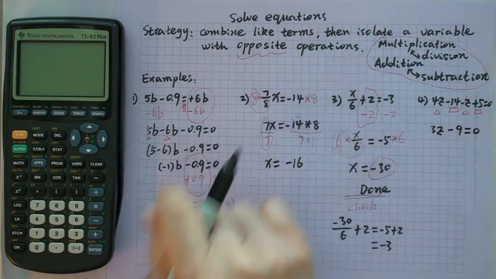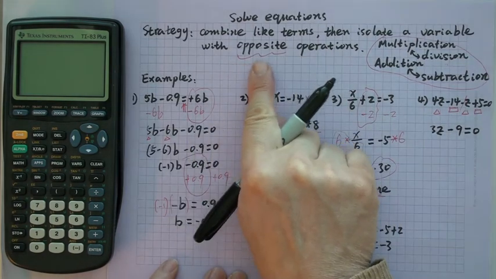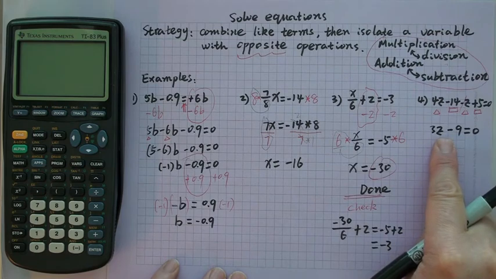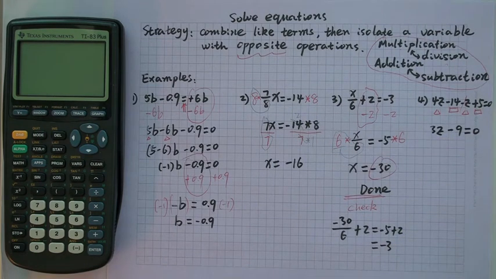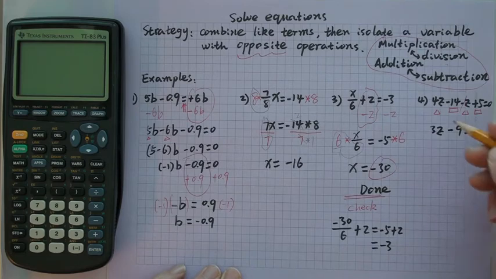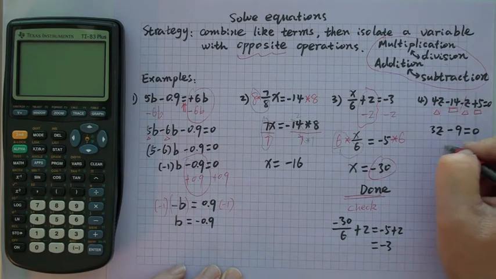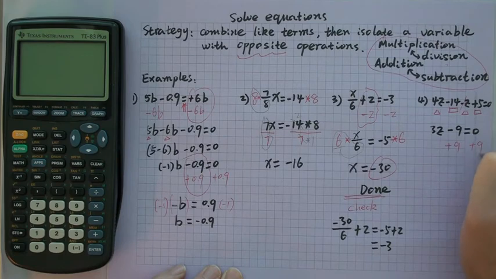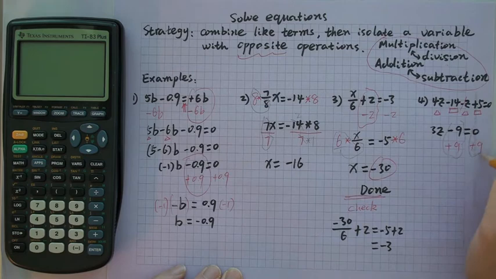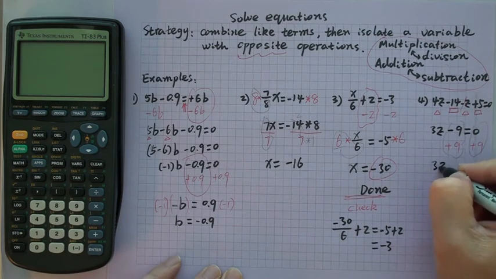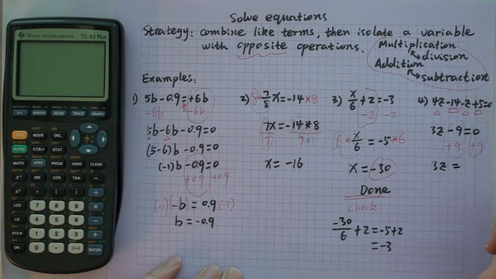So combine like terms. Then you isolate the variable z with the opposite operation. Remember, the constants and a term with the variable should always be on different sides. So you want to add 9 on both sides. Positive 9 and negative 9 cancel each other. You have 3z on the left, and then 0 plus 9 is 9.